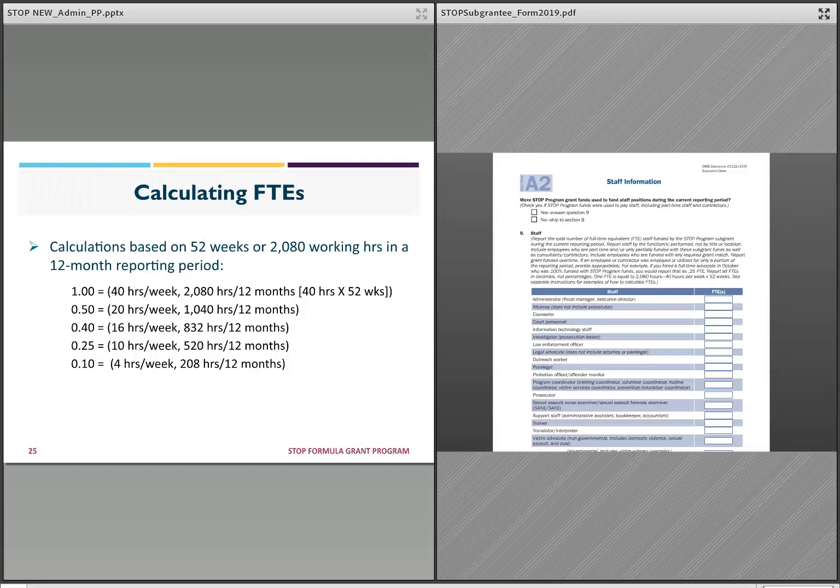For example, if a law enforcement officer was paid with STOP grant funding for 20 hours every week during the reporting period, they should be reported as 0.50 FTEs under the law enforcement category.